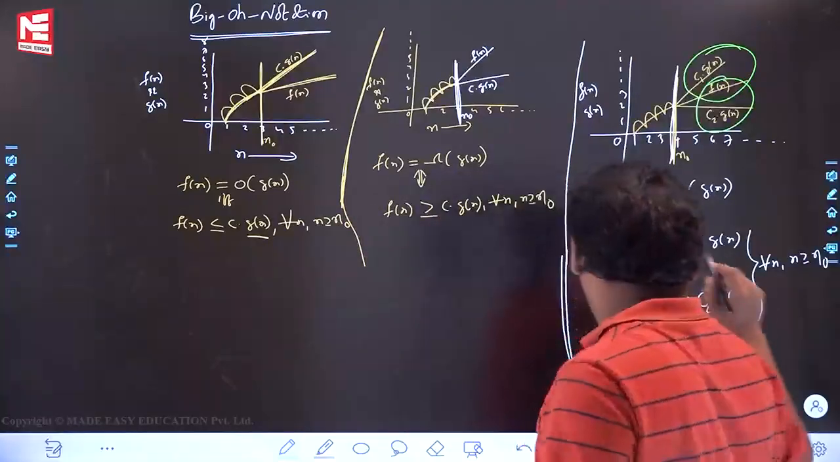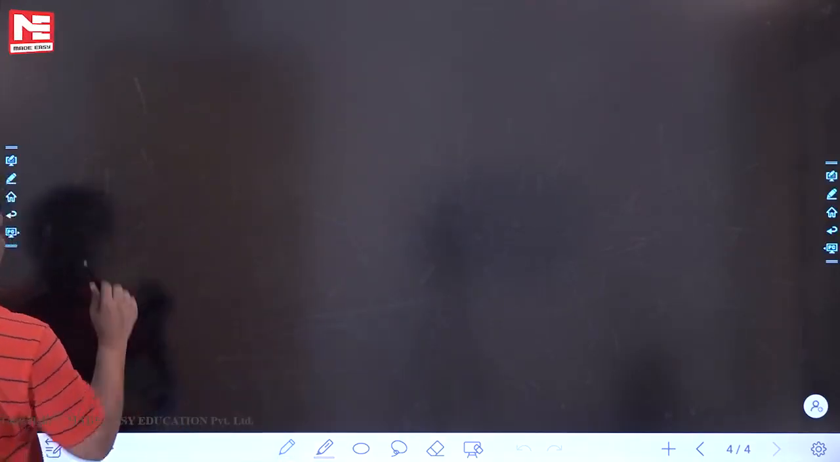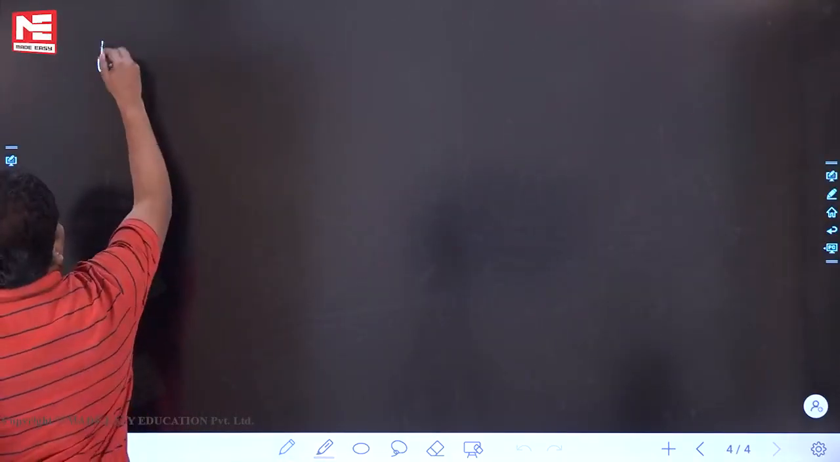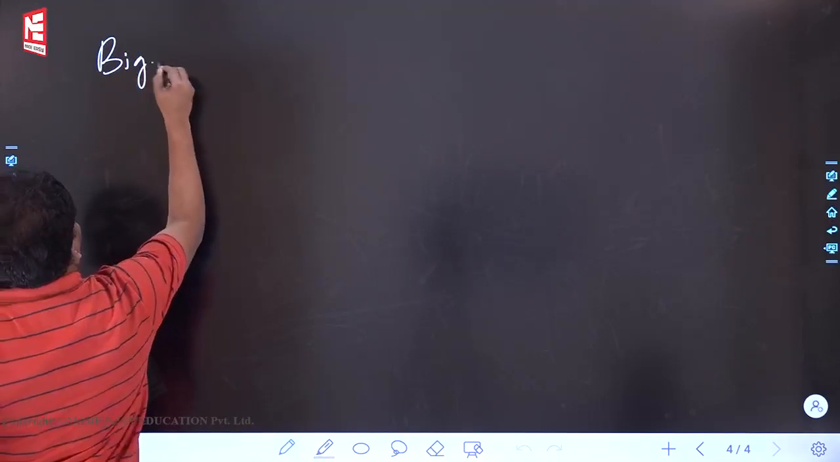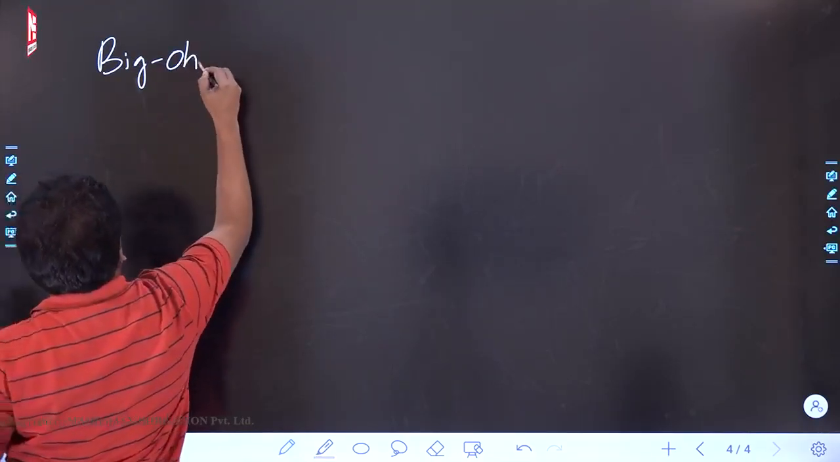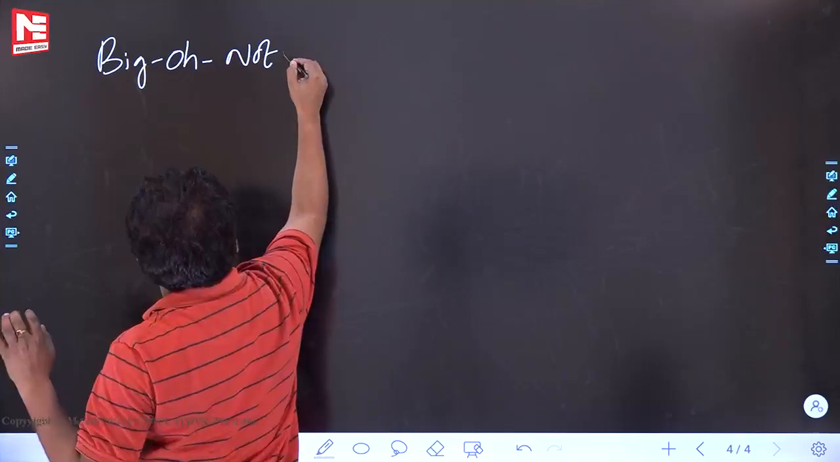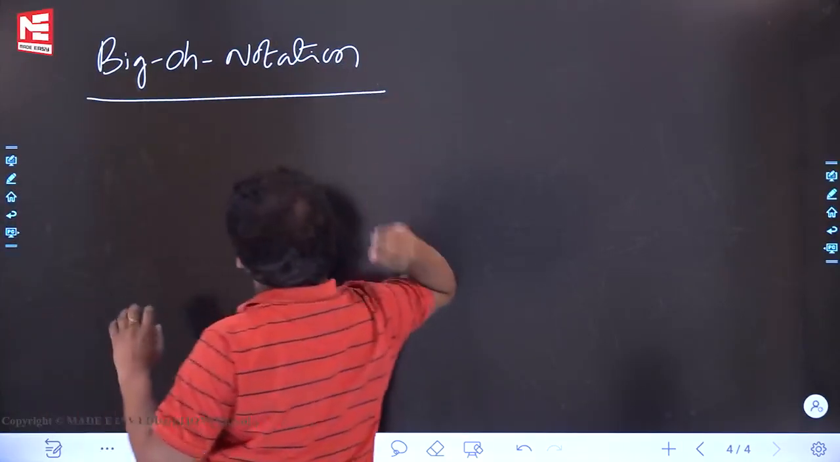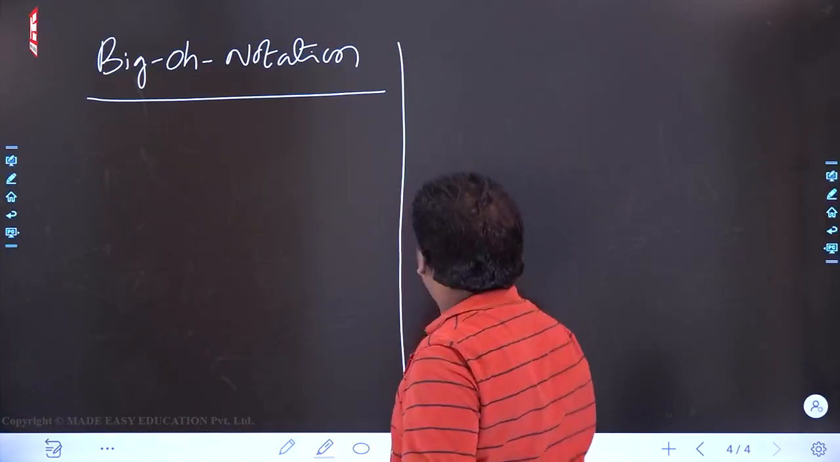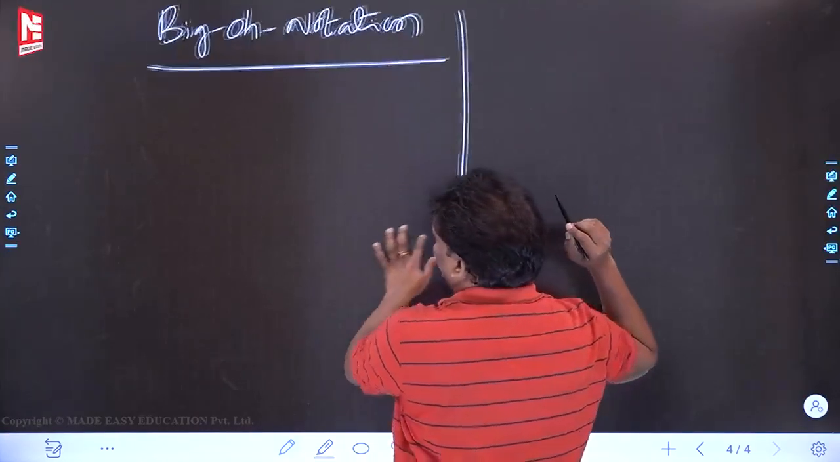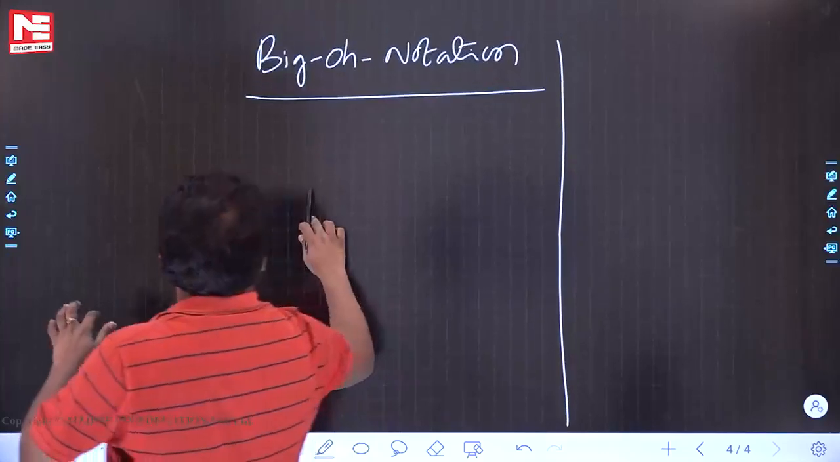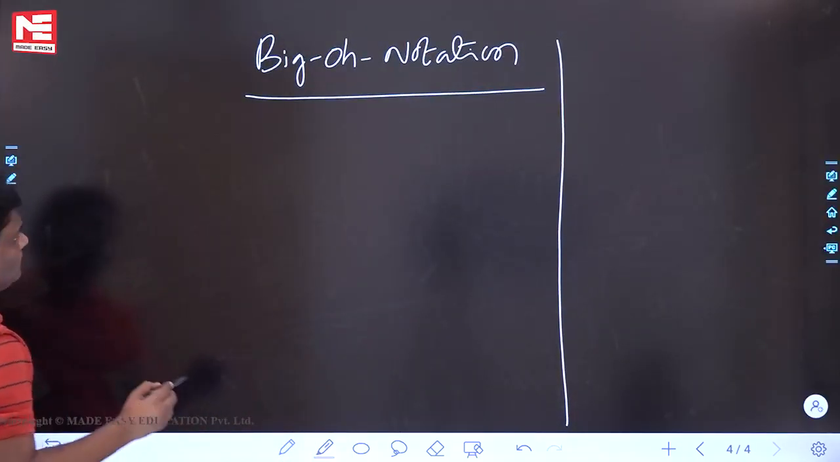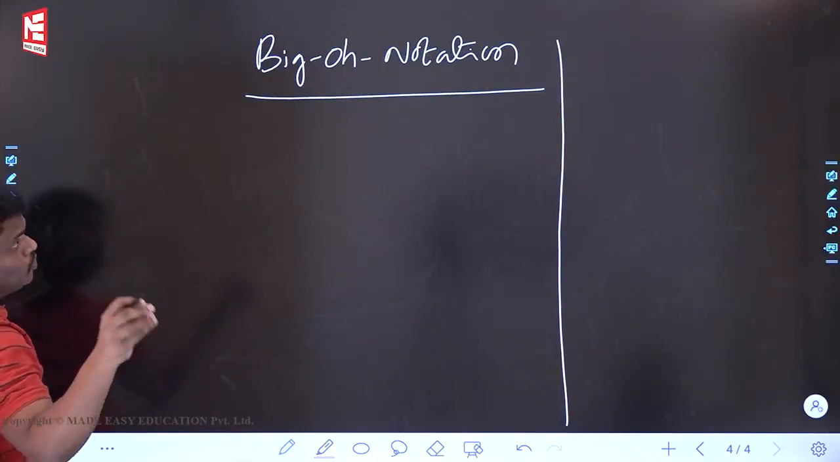Right, fine. Now one more small thing, let me complete that also. One more small point pending: big O notation. Make sure that you get this one. What is the big O notation? One small line pending, I want to cover that also.